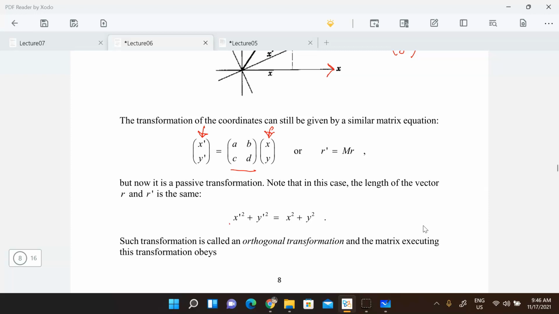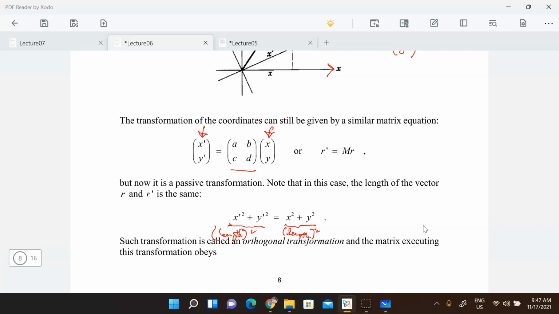The length of the vector in terms of the new coordinate system is given by x dash squared plus y dash squared. This is actually the length squared. How do you spell length? L-E-N. This is the length squared in terms of x dash and y dash, and this is the length squared in terms of the old coordinates. So effectively, if the length squared is the same, that means the length is the same.